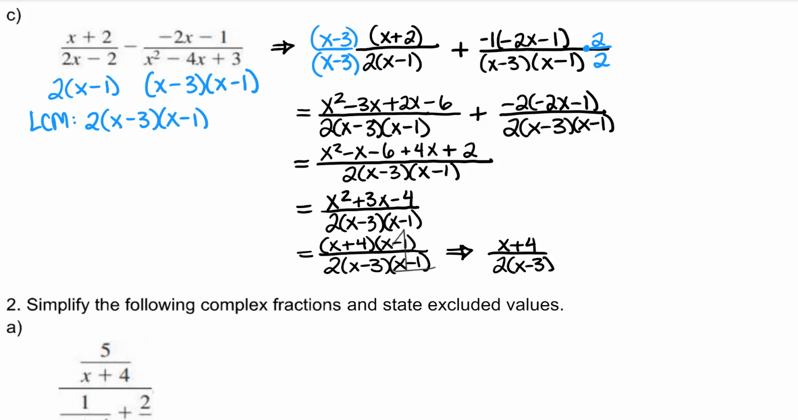So our answer is x plus 4 over 2 times x minus 3, and our excluded values would be anything that makes your LCM equal 0, so 3 and 1.